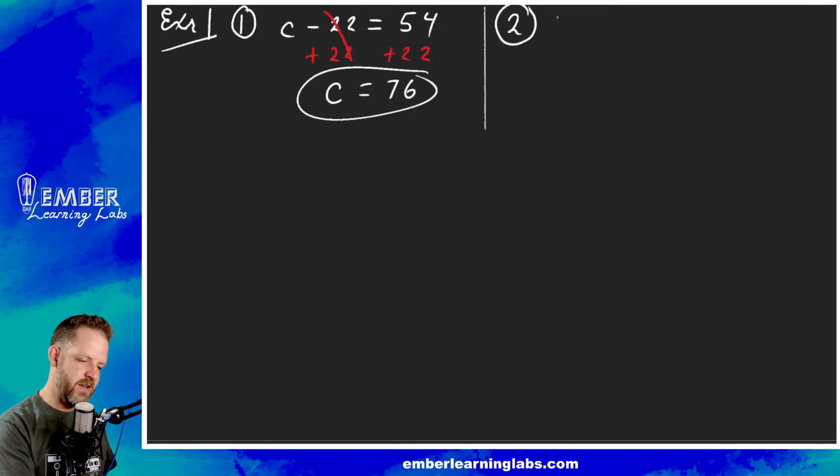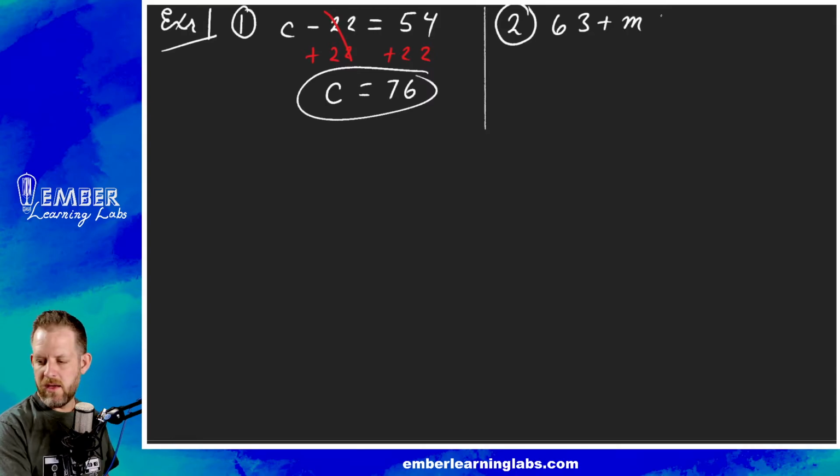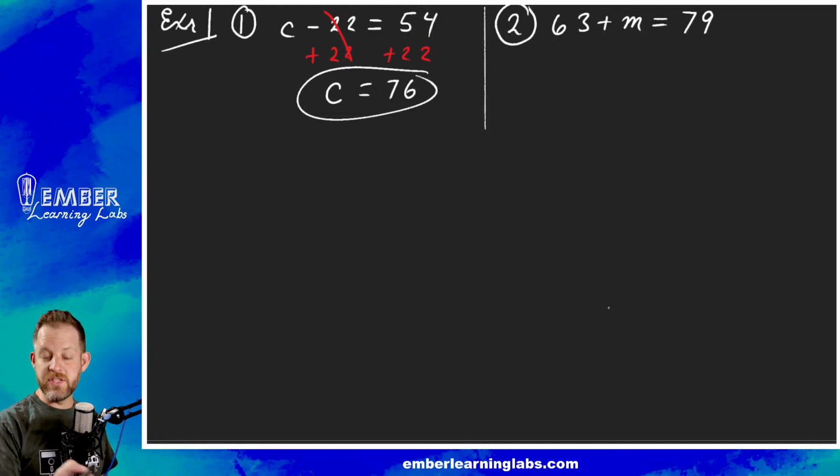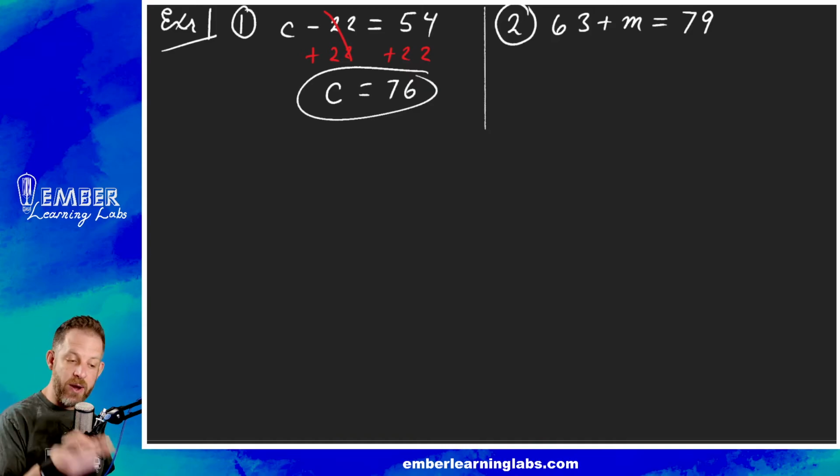Example number 2 is 63 plus M equals 79. So what's attached? 63 is attached. How is it attached? Through addition. It's positive, so it's addition. It's not a sneaky subtraction, right? And so how are we going to get rid of it? We're going to subtract it because that's the opposite of adding.